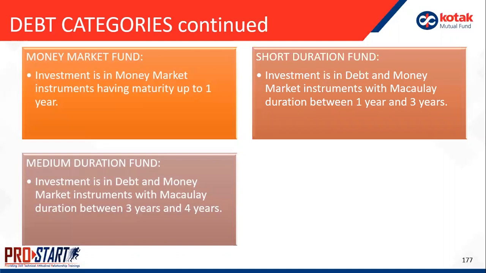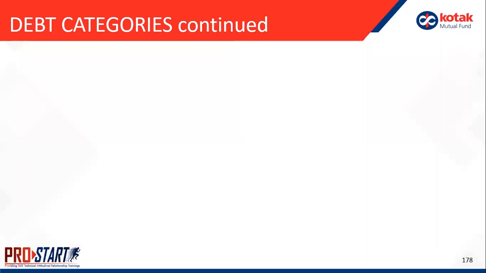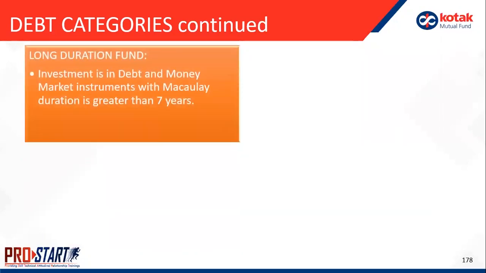Medium duration funds. Investment is in debt and money market instruments with Macaulay duration between 3 to 4 years. Medium to long-term funds. Investment in these medium to long duration funds is in debt and money market instruments with Macaulay duration between 4 to 7 years. Long duration funds. Investment is again in debt and money market instruments with Macaulay duration greater than 7 years.